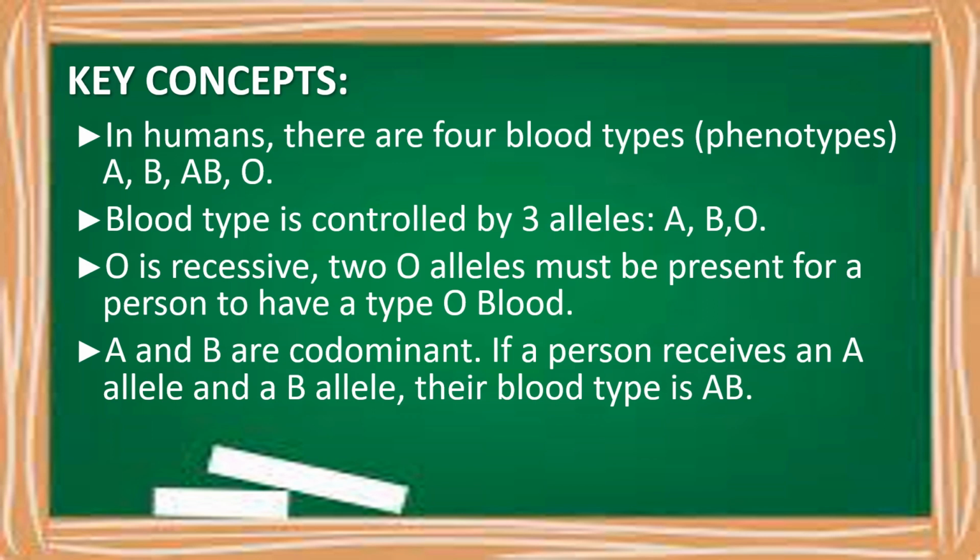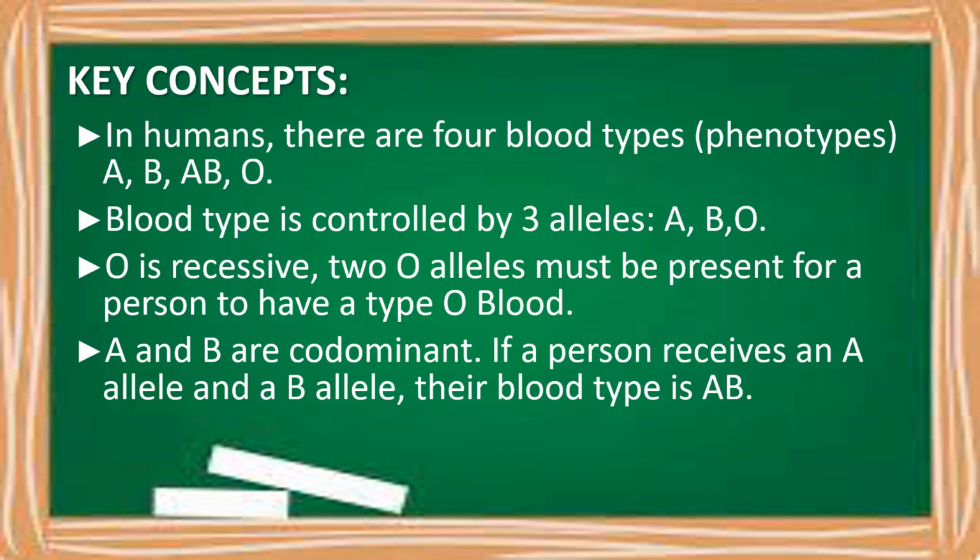O is recessive, so 2 O alleles must be present for a person to have a type O na blood. A and B are codominant, so if a person receives an A allele and B allele, their blood type is AB.